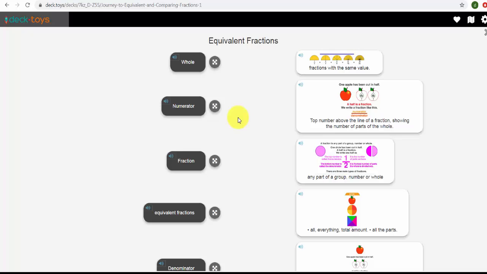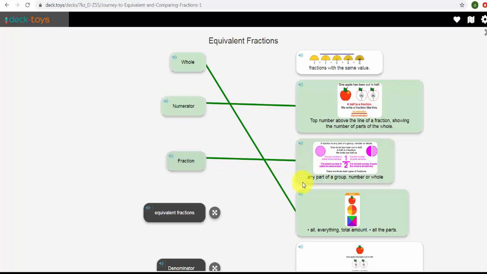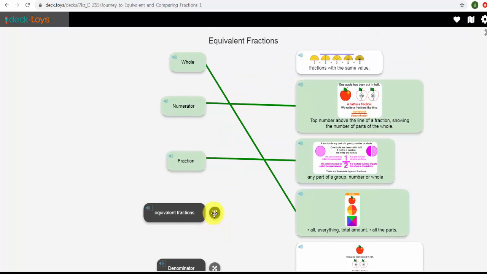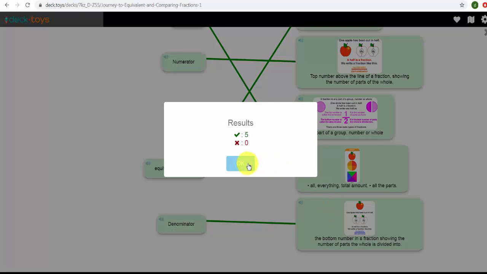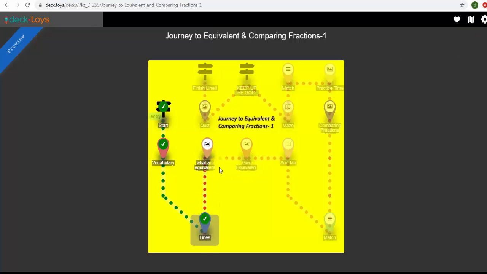Now we're going to draw lines. Okay. Again, presenting this information to you differently. A whole was down here. A number above the line is this one. This is a fraction. Equivalent fraction we said was this one up here, if you recall. And denominator was the number below. Okay? And we got them all right. And now you hit the X and go on to the next one.